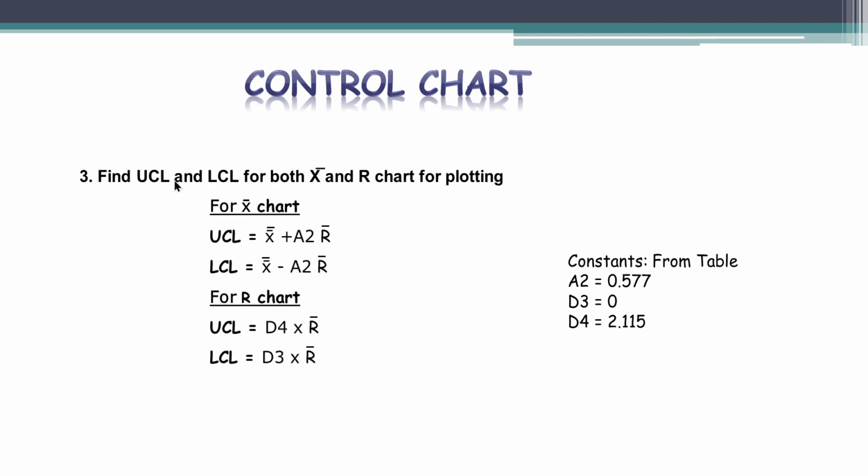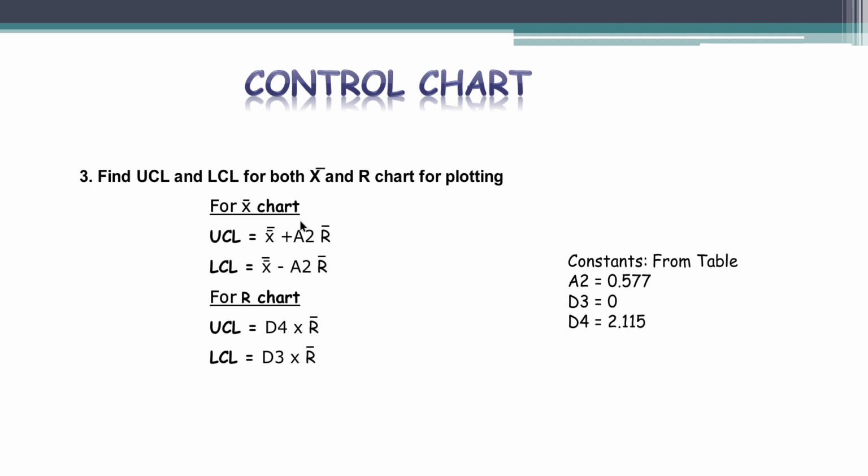Next, finding the UCL and LCL, upper control limit and lower control limit, for both the charts for plotting. For X bar chart, we already have X double bar and R bar which we have calculated in the previous slide. And so UCL is equal to X double bar plus A2 R bar, LCL is equal to X double bar minus A2 R bar. For R chart, UCL is equal to D4 into R bar and LCL is equal to D3 into R bar.